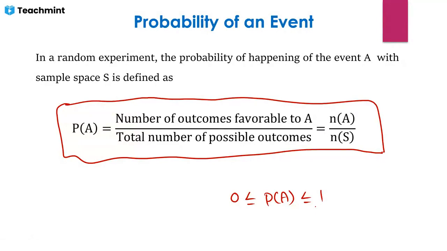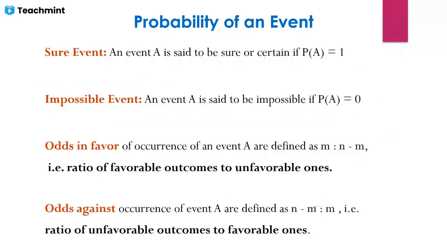Most of the questions will have probability less than one or more than zero, but there are some questions where they're asking probability zero and probability one as well. So if probability is one for any event, we call it a certain event, or else a sure event. And if probability is zero for any event, it's called an impossible event. If probability is zero, it is an impossible event. If probability is one, we call it a certain event or sure event.